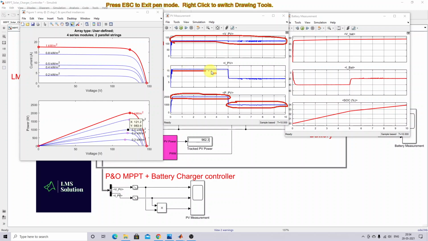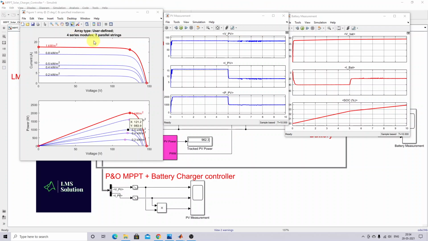So here you can see that the PV panel current for 1000 watts per meter square is around 17 amps, right? So here you can pick this one, 16.2, right? For 1000 watts per meter square, the current value is 16, okay. For 500 watts per meter square, the current is around half, right?